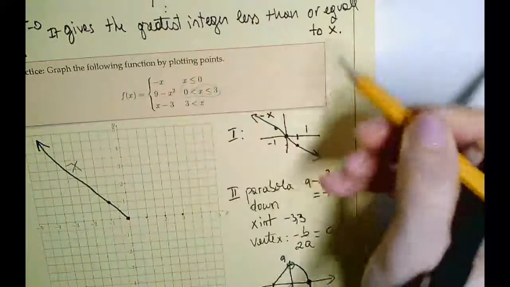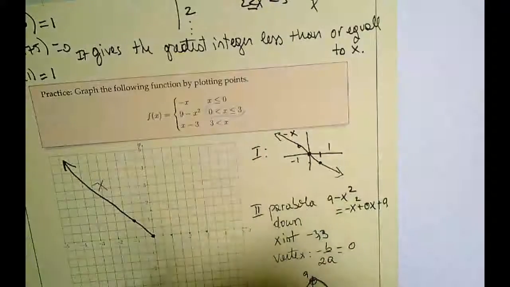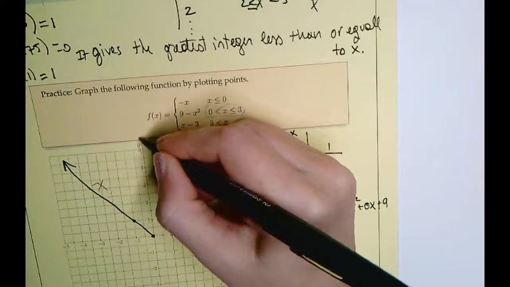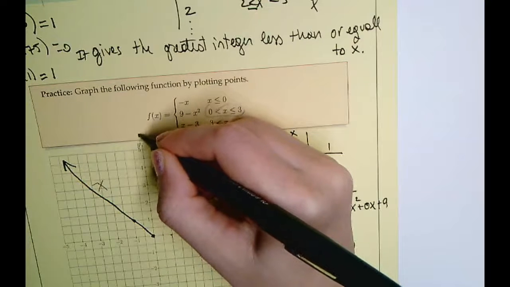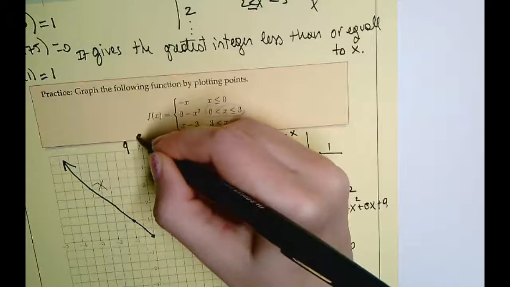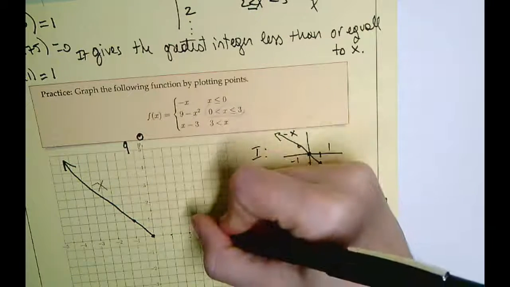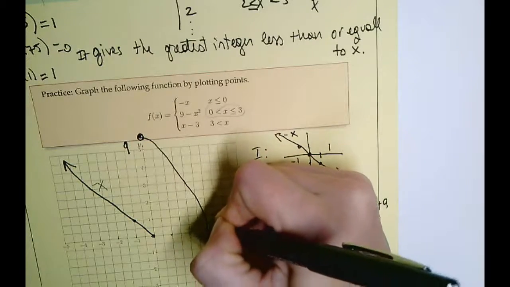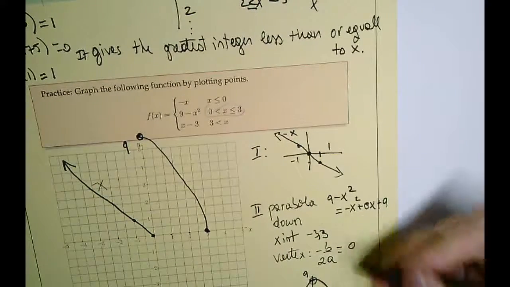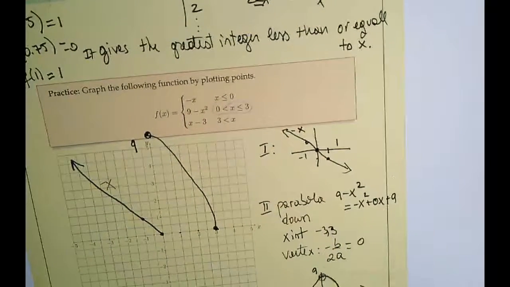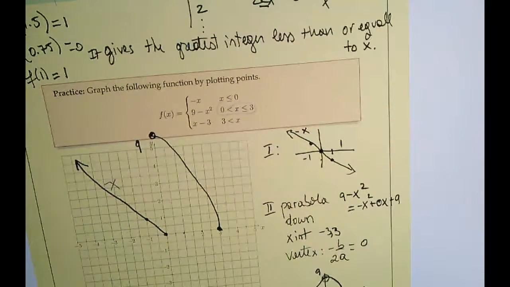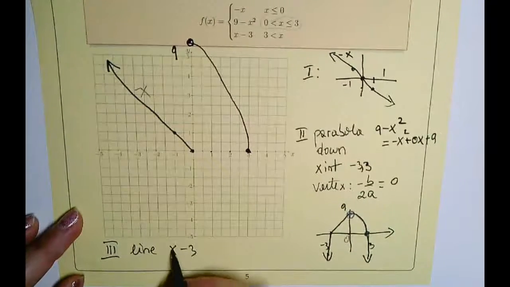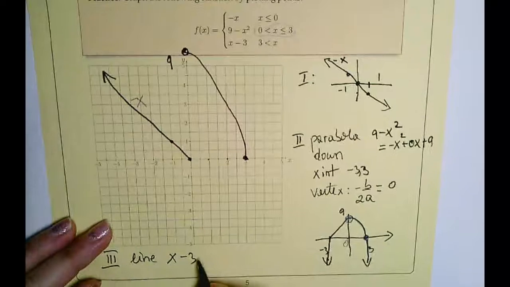Okay, because of this. All right. 9 is off the charts in here. Sorry. Let's say 9 is here. So I'm going to have an open circle at 9, and then it's going to cross at 3, and then a full circle at 3. All right, and then the last piece, piece number 3, is a line x minus 3, so with slope 1 and y-intercept -3.